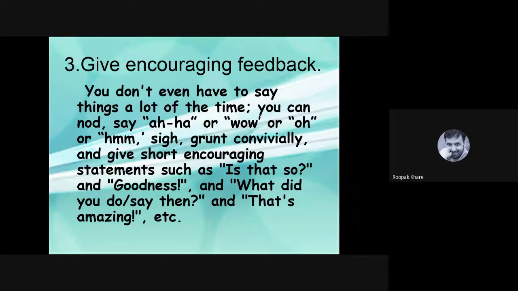Give encouraging feedback whenever you're speaking. You should be giving out feedback to the other person. Did you like that person? Are you on the same page? Saying yes, no, huh, wow, oh, whatever. All these things tell that you're understanding, you're listening, and that is very, very important. You could even say things like, "Oh, is that so? Oh my goodness. What did you do? What did you say then?"